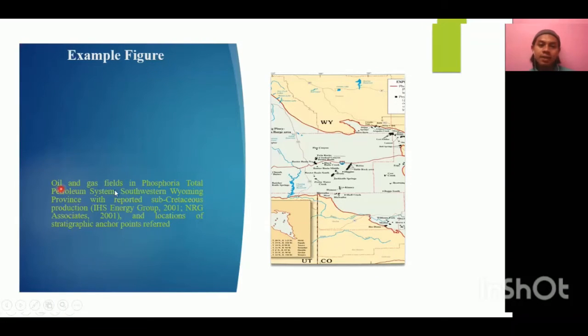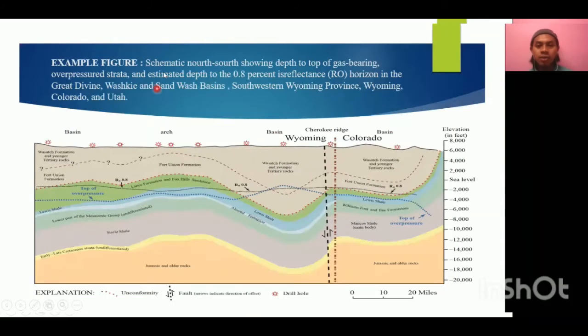It shows oil and gas fields in the Phosphoria Total Petroleum System of the Western Wyoming province with reported subsurface production. Then this is also an example figure. It shows a schematic north-south section showing depth to the top of gas-bearing overpressured strata and estimated depth to the 0.8% vitrinite reflectance Ro horizon in the Southwestern Wyoming province, Wyoming, Colorado, and Utah.